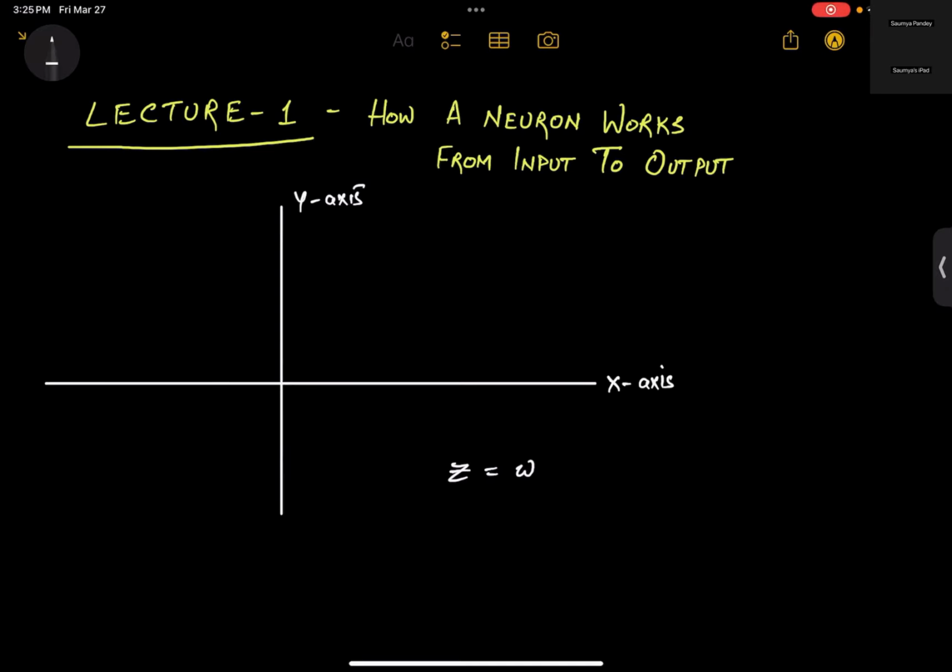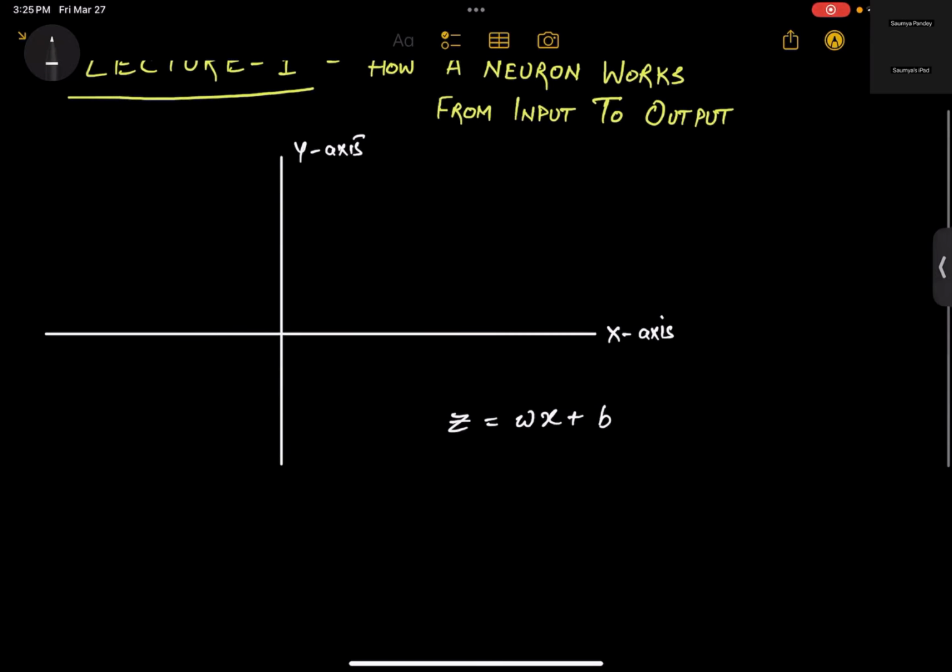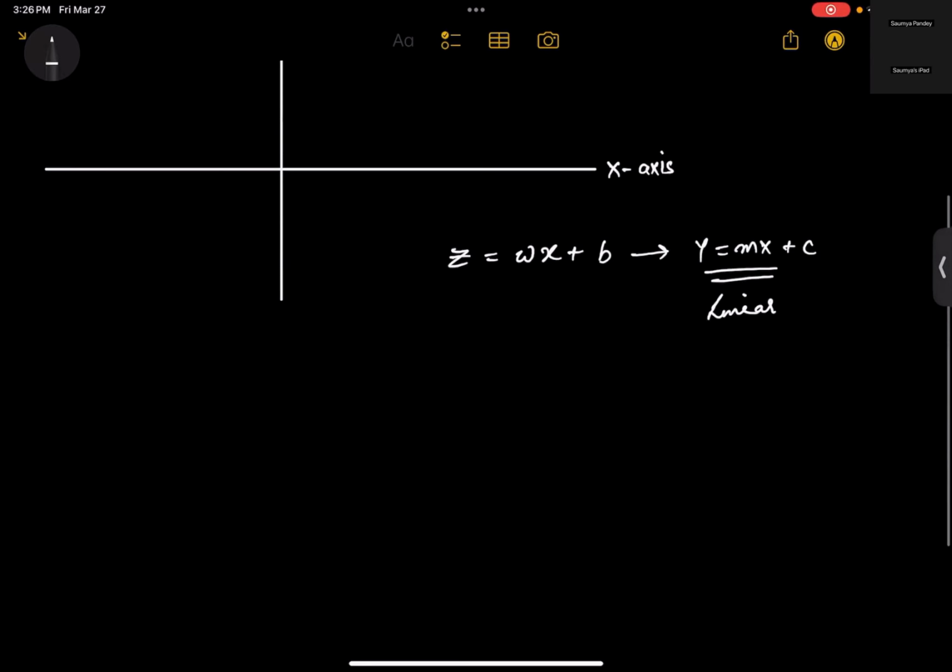W x plus b. And this is the y equal to mx plus c equation, right? Linear equation, which we all are familiar with. And you know what? This is the core of a neuron. This is core of a neuron. We see we are multiplying here and then we are adding here. That's it.